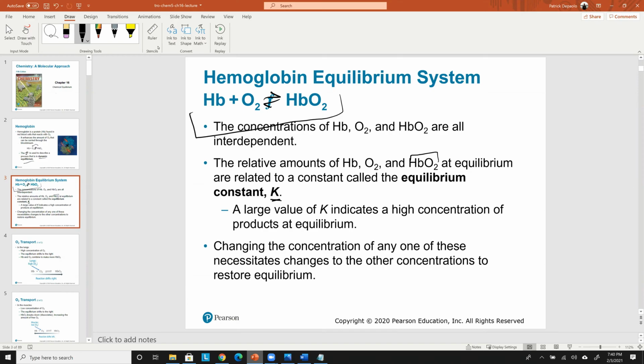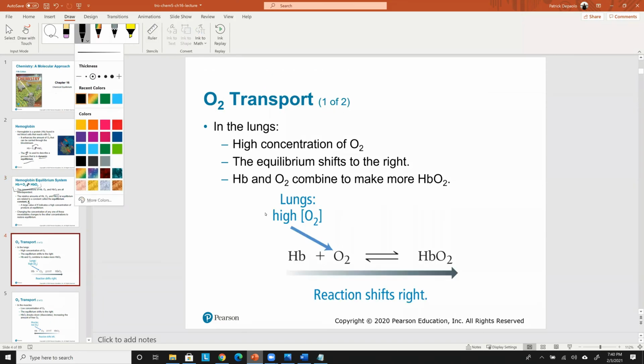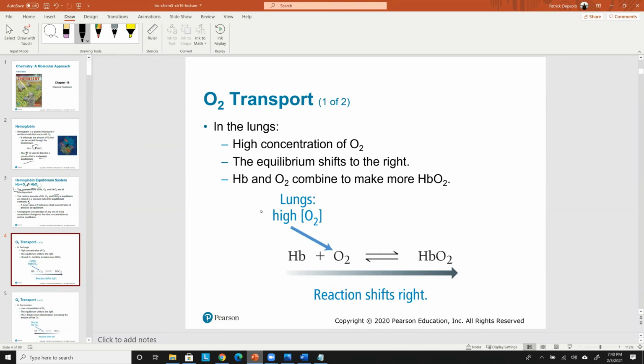Now, what we're going to learn is what K is. A large K indicates a high concentration of products. And we'll talk about what happens in the body. So for O2, think about if you breathe in O2 and you have a high concentration of oxygen in your lungs, the equilibrium for this equation shifts to the right.